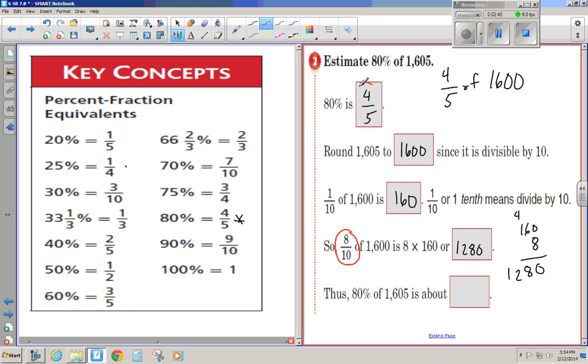Well, right here, we have 4/5. 4/5 is equal to, if you multiply both numbers by 2, 8/10. You could also say that 80% is 0.8, which is 8/10, or 8 over 10. So by doing that estimation, 80% of 1,605 is about 1,280.